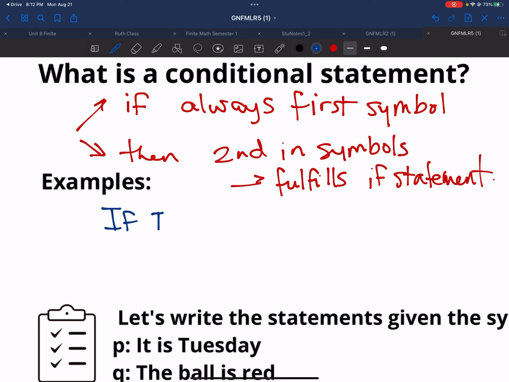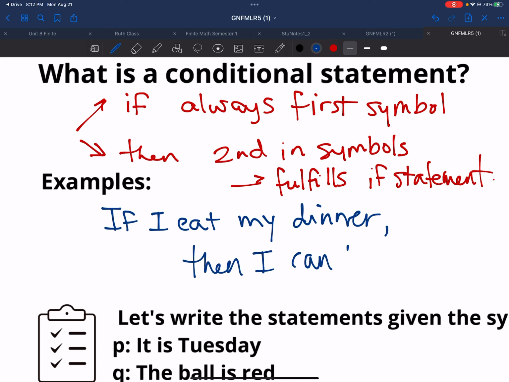If I eat my dinner, then I can have dessert. Okay, so the implication here is that there's a condition, eating my dinner. If that condition is met, then I get to the second statement that I can have dessert.